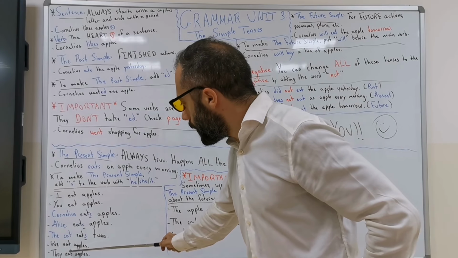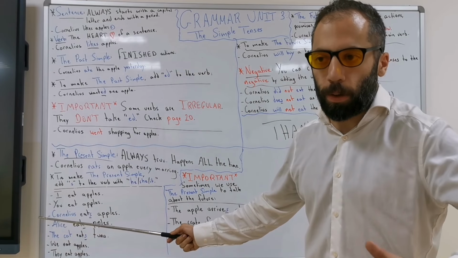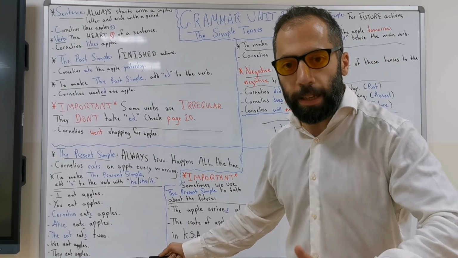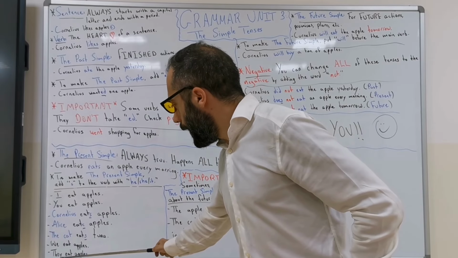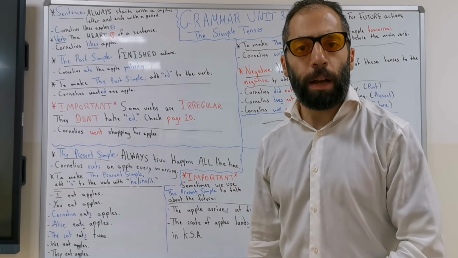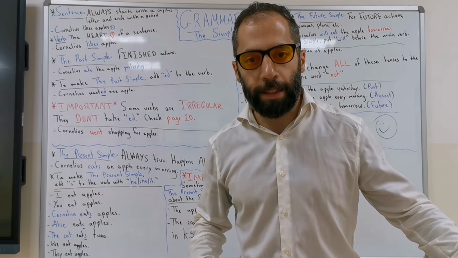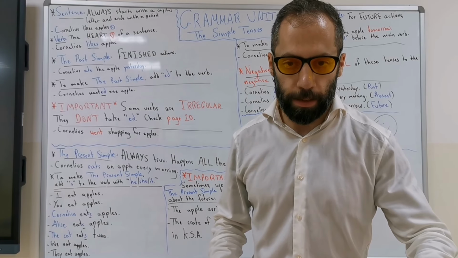Let's keep going. We eat apples. We is not he or she or it, so no need for an S. We eat apples. They eat apples. Again, I don't have he or she or it, so no need to add S. They eat, without an S, apples.